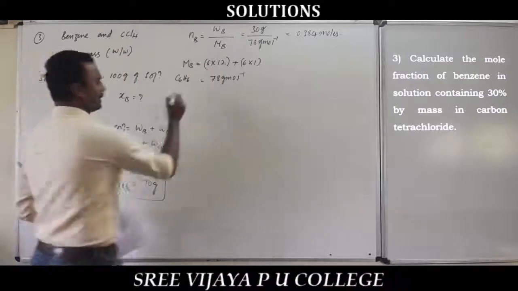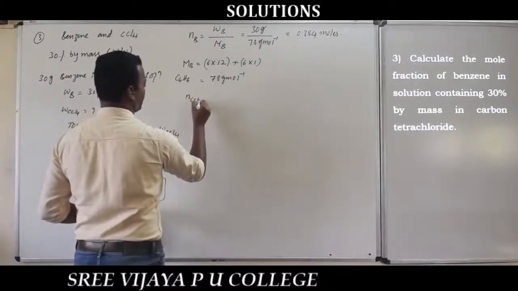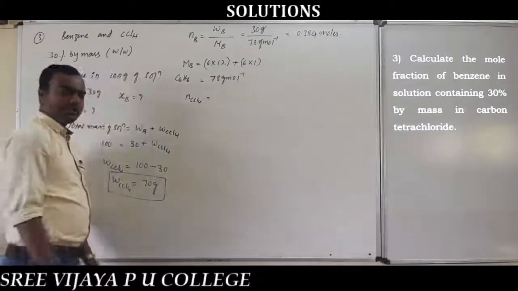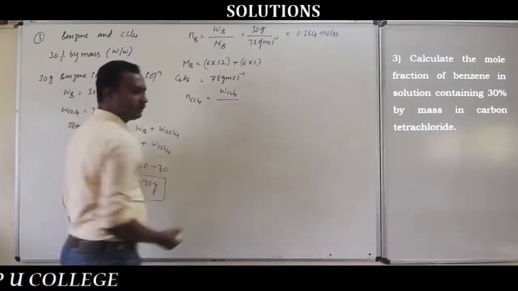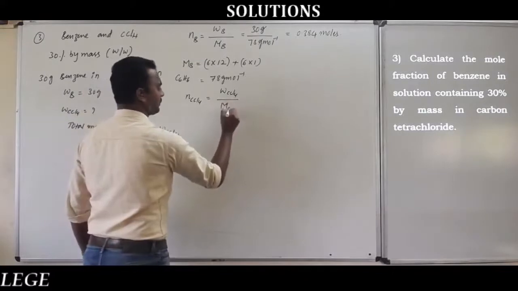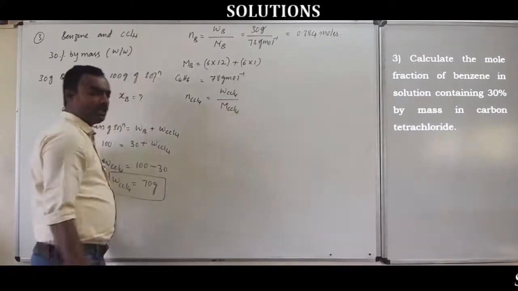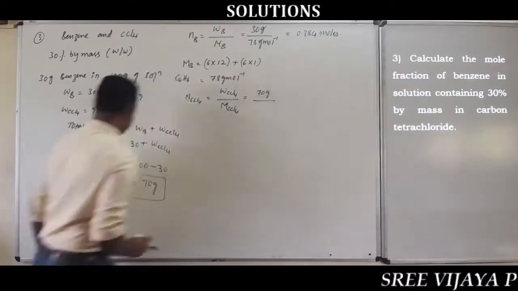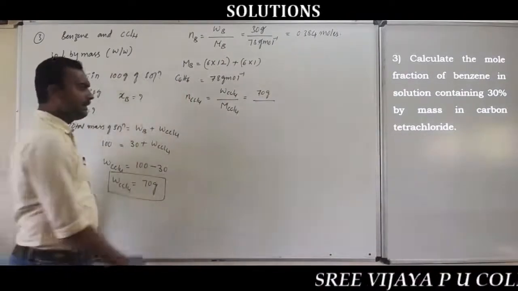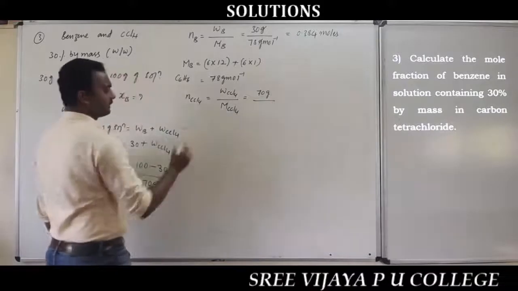Similarly, you have to calculate the number of moles of carbon tetrachloride. Number of moles of carbon tetrachloride is equal to the mass of carbon tetrachloride divided by the molar mass of carbon tetrachloride. The mass of carbon tetrachloride is 70 gram. Now the molar mass of carbon tetrachloride.